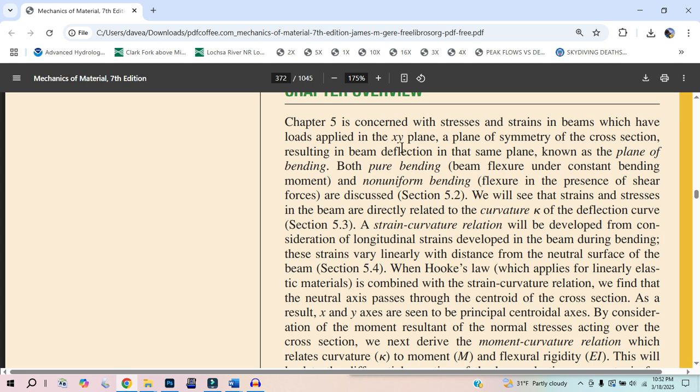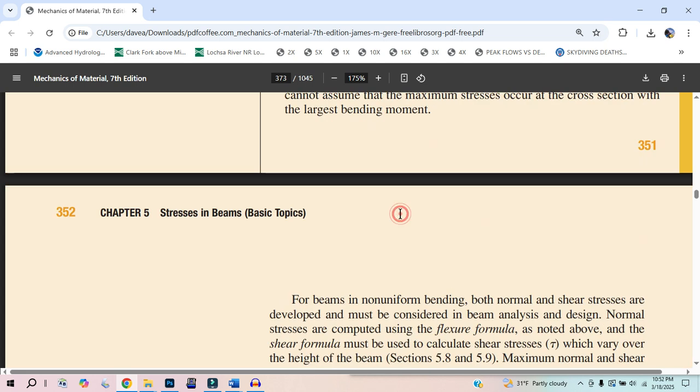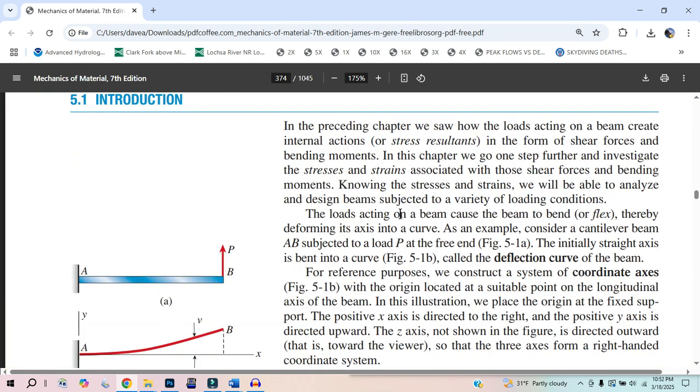Okay, so chapter 5 is concerned with these changes in length, stresses, and the pressures, strains, and beams which have loads applied in the XY plane. Now, three-dimensional. So basically just imagine a beam out in front of you, and we can always go back to these photos. I'm going to go back and forth.